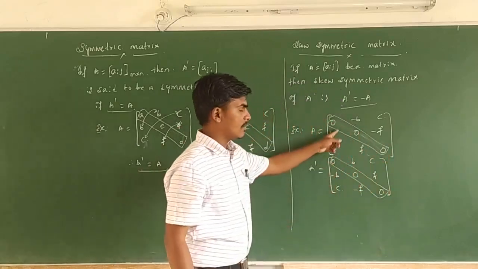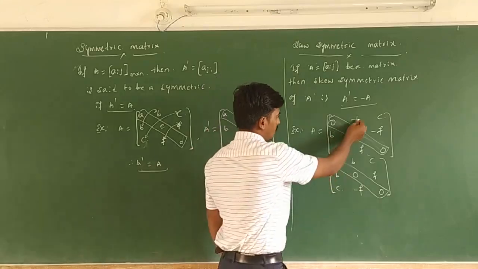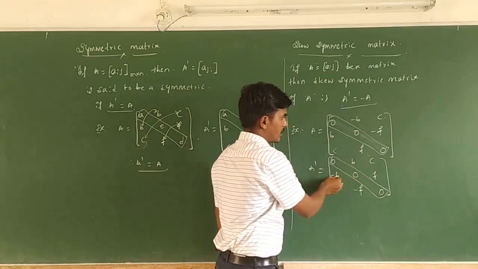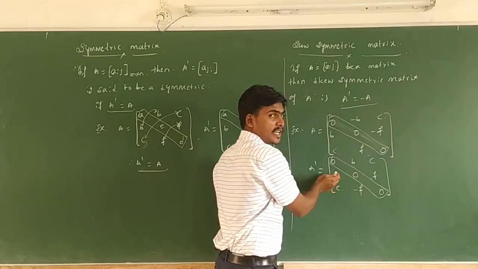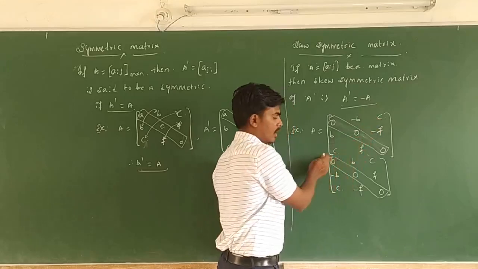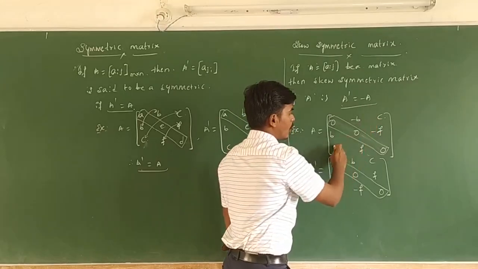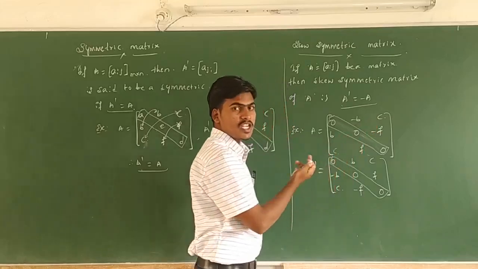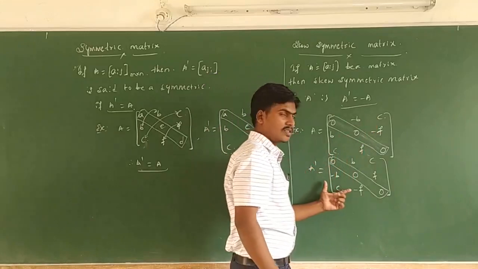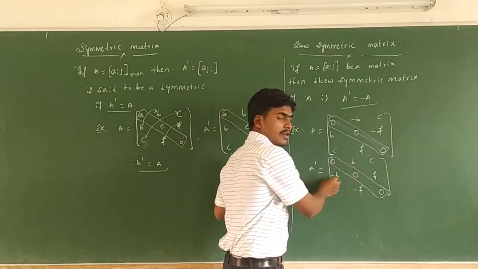The diagonal elements do not change; here minus B is there, here plus B is there. Here B is there, minus B is there. Here also just interchange the upper diagonal elements and lower diagonal elements. In the transpose of a matrix, the upper and lower elements are interchanged. But in a skew symmetric matrix the elements are interchanged but a negative sign is there.